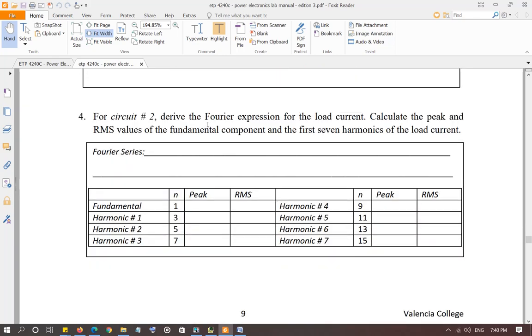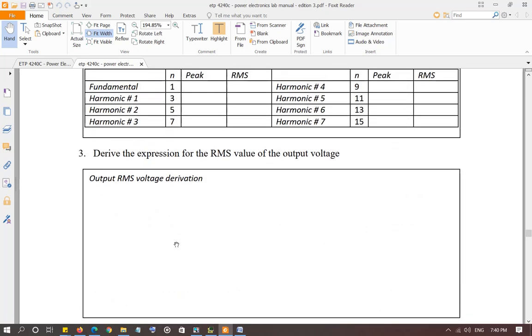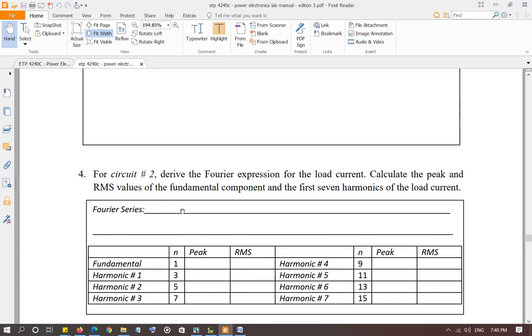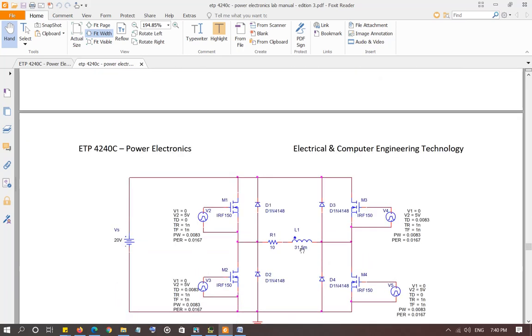Okay, next, Fourier series of the load current. Actually, that's circuit number 2. So this finishes up circuit number 1 basically. In circuit number 2, basically you're changing the load L1 and R1. R1 is 10 ohm instead of 100 ohm, and L is 31.5 millihenry.